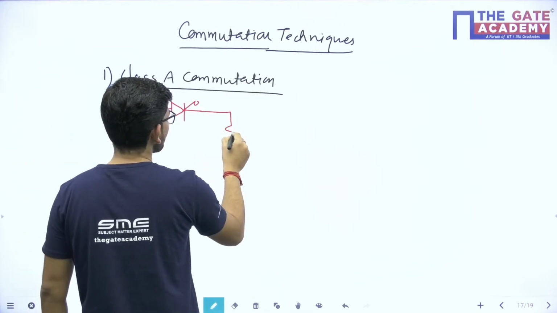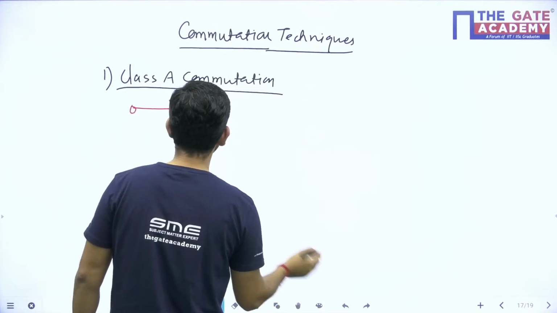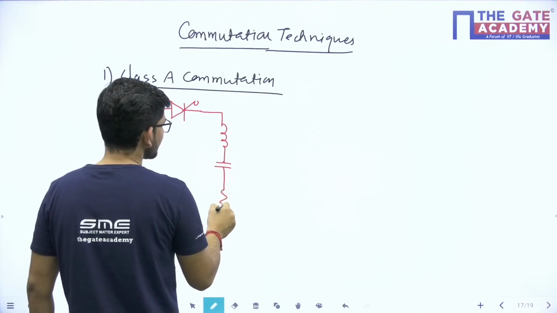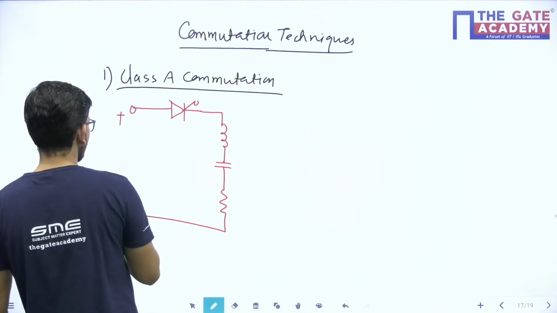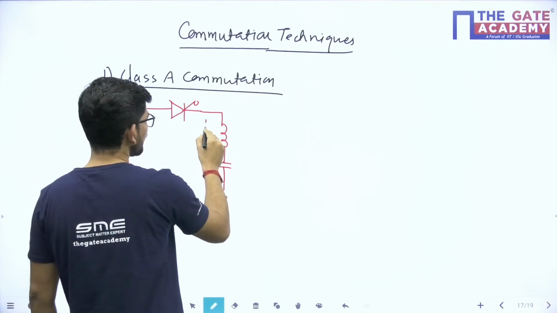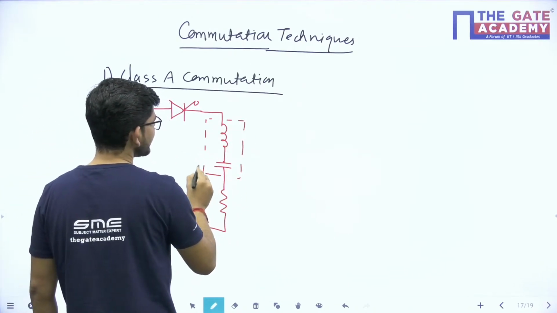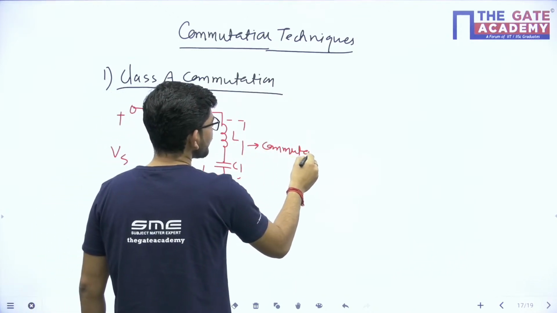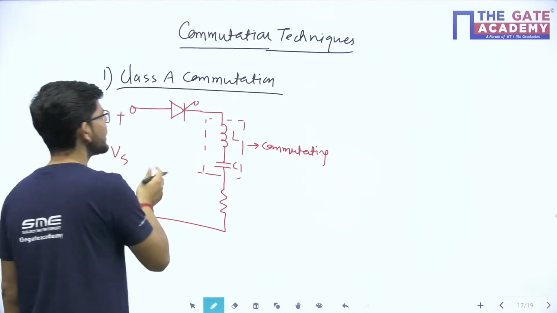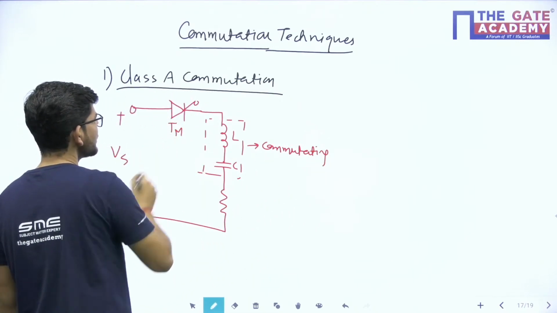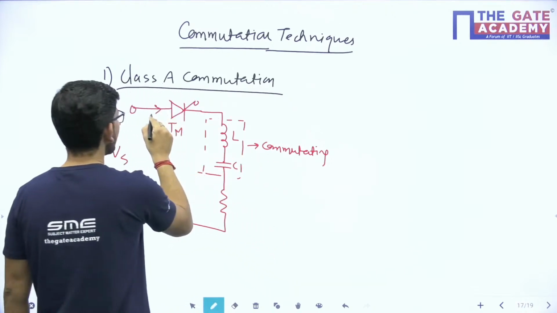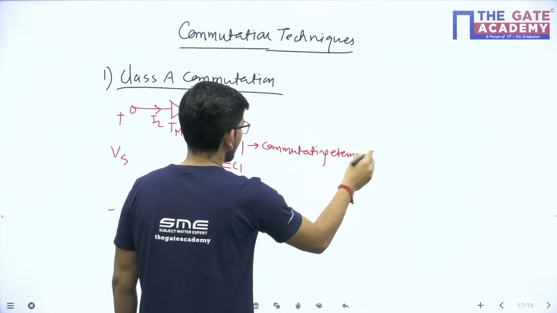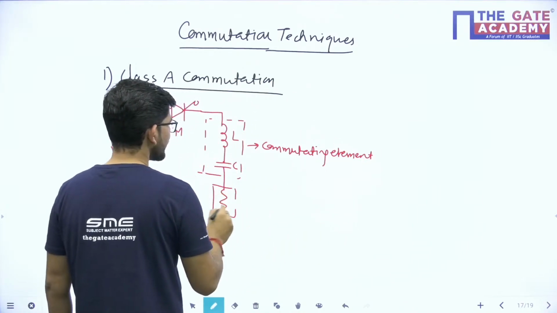So if suppose we have a thyristor which we have to turn off. So in class A commutation circuits we basically have a commutating element. These are known as the commutating element, L and C. So L and C are known as the commutating element. So अगर लोड में L और C हैं, so they can commutate, they can turn off the thyristor. Okay, they can turn off the thyristor. So this is the commutating element, and this is the load that we have.